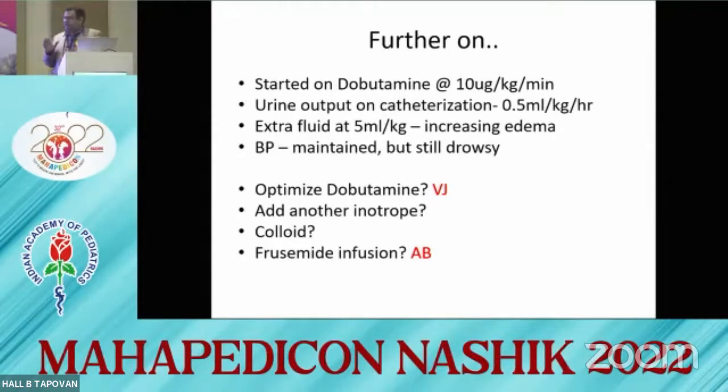So are we okay, Dr. Vinay sir? Is it okay? The child is having urine output 0.5, but the child remained drowsy. Have we achieved our targets? No, definitely not. Your blood pressure is maintained, but other organs are still ill-perfused. And you are asking, optimizing dobutamine? No. I think I would not use dobutamine in this case.